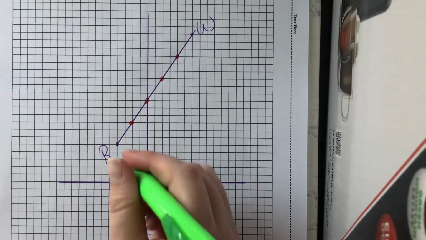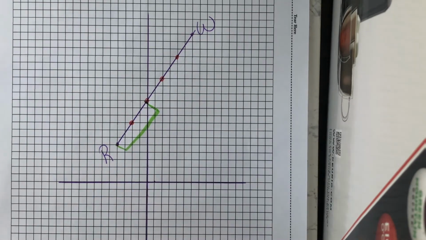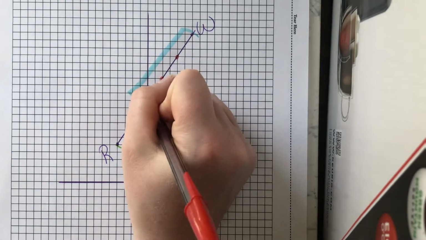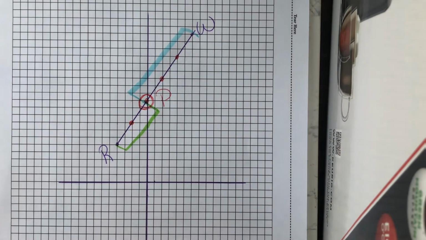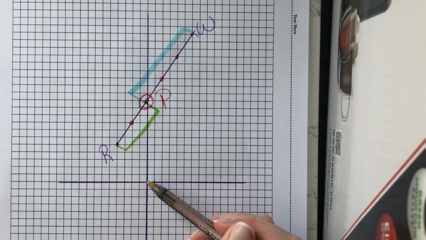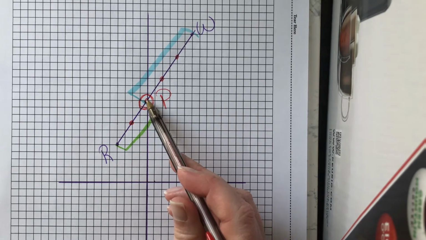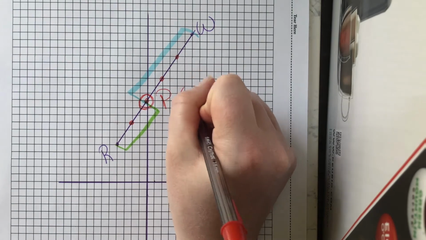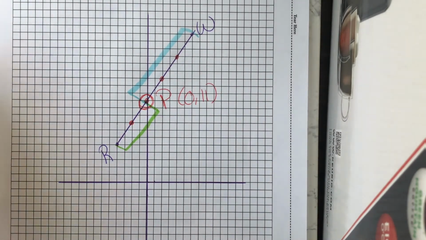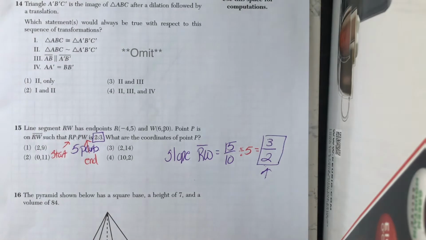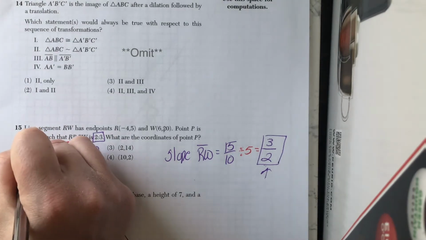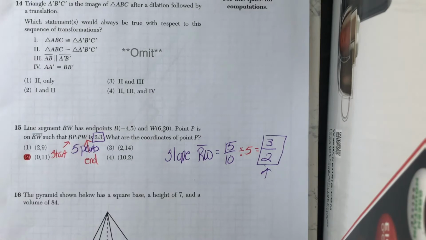So from R to P, that should have 2 parts. And I know that from P to W should have 3 parts. And I can see that. So I know that this point right here has to be point P. And now I just have to decide what the coordinates are. Well, if I look at my graph, it looks like I don't have to go left or right. So my X value is 0. And then I have to rise 11. So P is going to be the value (0, 11). Now, if I go back and look at my question, I can see that (0, 11) is choice 2. So that would have been my answer for number 15.